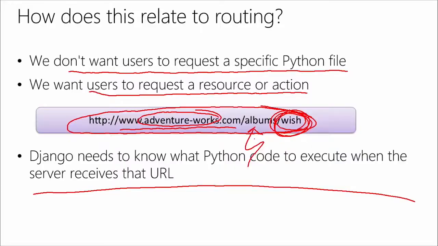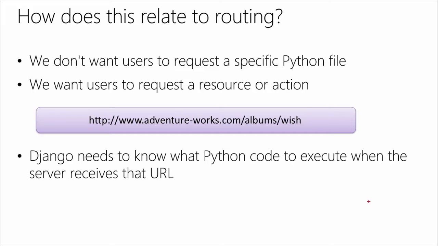But you know what is going to change? Wish. That's what's going to change, because the name of the album is going to change. So it could be Wish, it could be Disintegration, it could be Staring at the Sea. It's going to change at the very end. So what I need to be able to explain to Django is, hey, look, this part right here, that's going to be static. But this part right here is going to be dynamic. So if you see albums and then you see something here, this is the code that I now want you to execute.